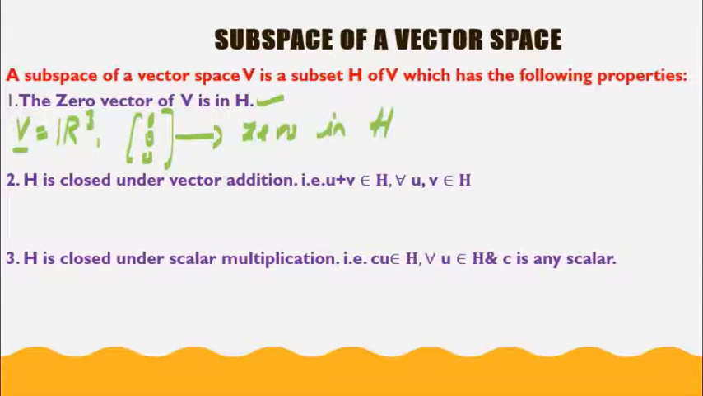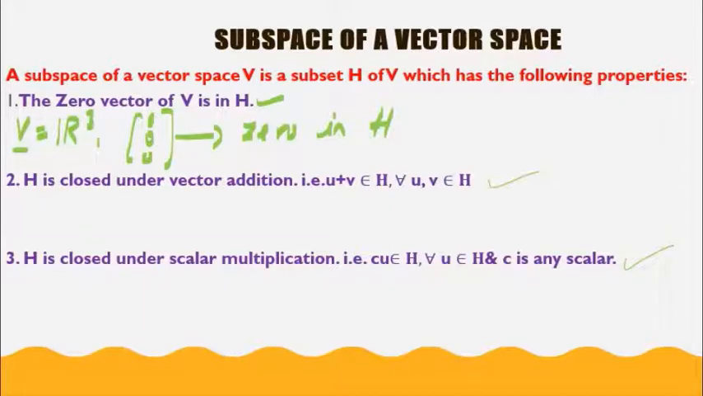And the second one, H is closed under vector addition. That is, u plus v belongs to H for all u, v belonging to H. This is required in the definition of vector space. That is, the sum of any two vectors is again a vector. So what is the next one you have here? H is closed under scalar multiplication. That is, cu belongs to H for all u belonging to H and c is any scalar. This is again scalar multiplication, which is already defined in the vector space definition.